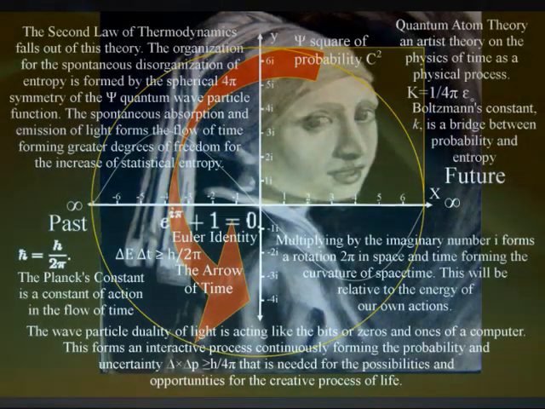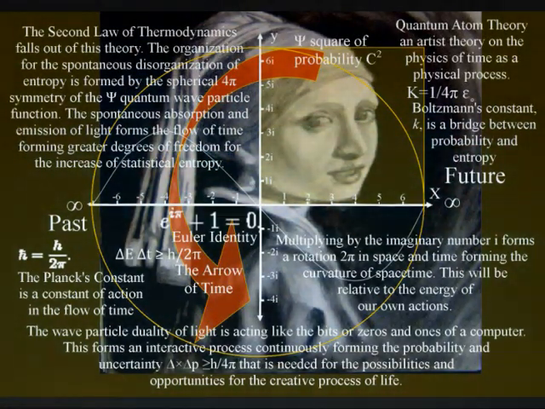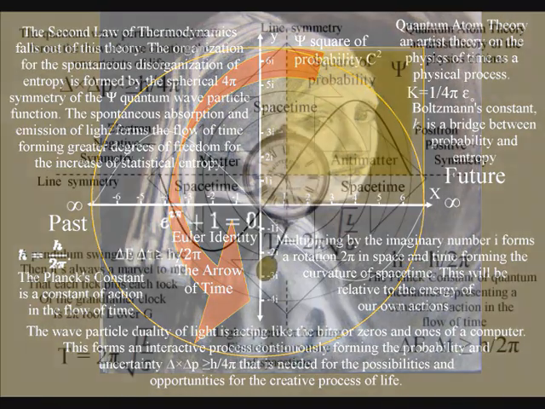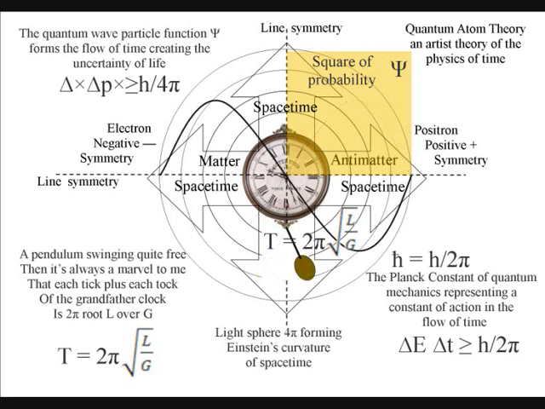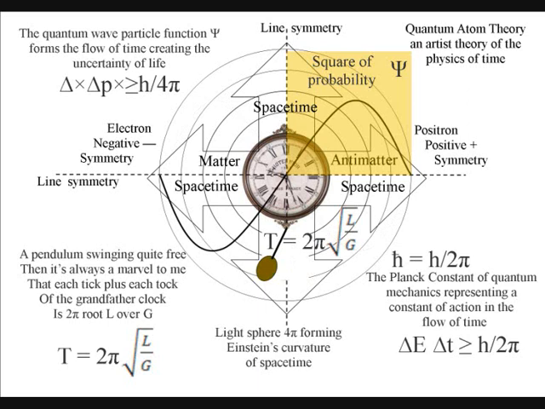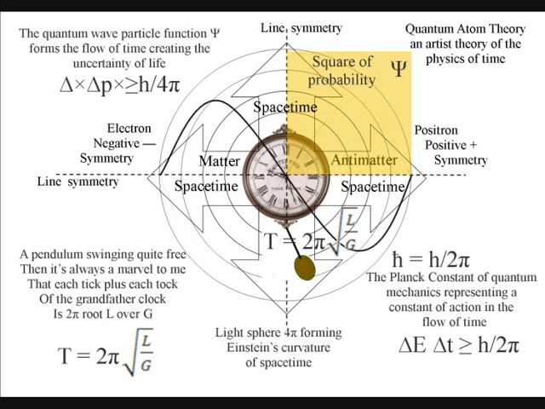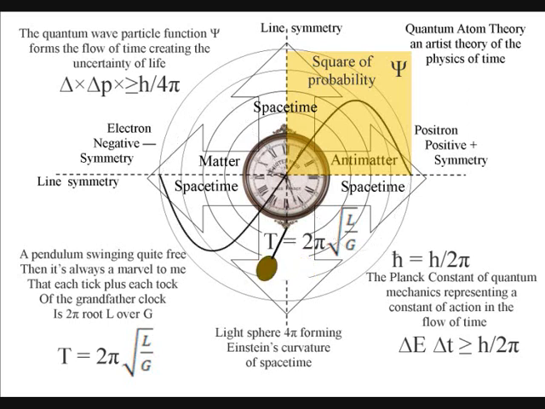In this diagram, representing the flow of time, in the top left-hand corner we have the equation known as Heisenberg's uncertainty principle, with 4 pi representing a sphere. We have 4 pi in this equation because the uncertainty principle is formed by the quantum wave particle function, or probability function, of quantum mechanics that expands out as an inverse sphere.